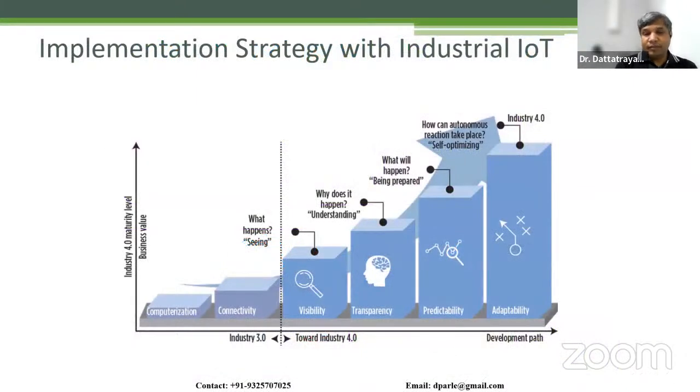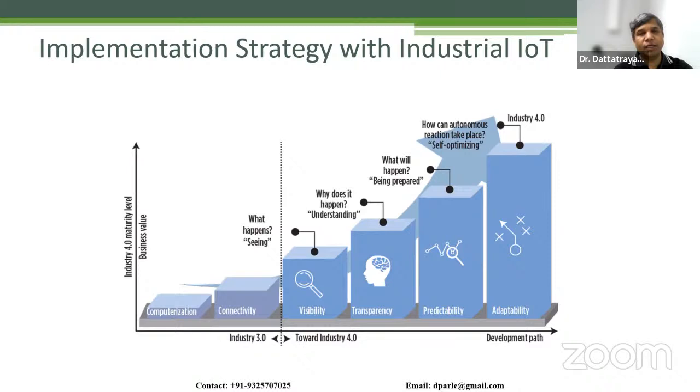So this is the maturity index, as I said. It is a picture I took out of that. Many industries are computerized and maybe connected internally, not to the internet. Now, why do you want to connect? Visibility, more transparency, you want to predict in advance, you want to adapt to changing needs. So your journey starts like this. First thing is you need to connect. So, are you ready to connect?